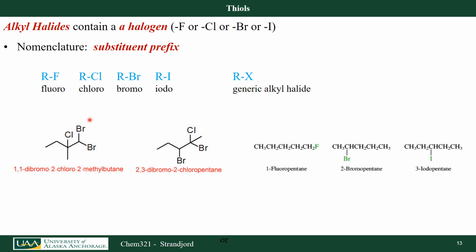Here is a molecule with both chlorine and bromine. Here is a molecule with fluorine. That's a 1-fluoropentane. Here's a 2-bromopentane, and here's a 3-iodopentane. Again, noticing that my parent chain is always listed as my longest continuous carbon chain. In this case, they're linear, so it's a pentane, pentane, and a pentane.